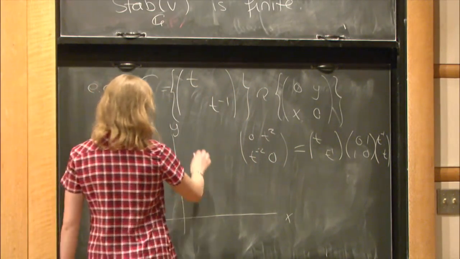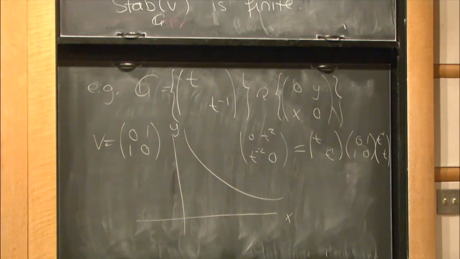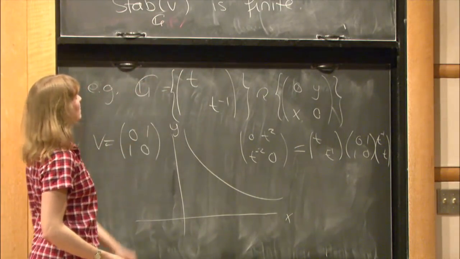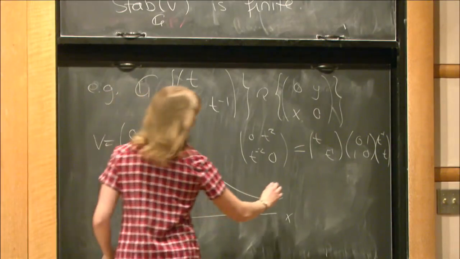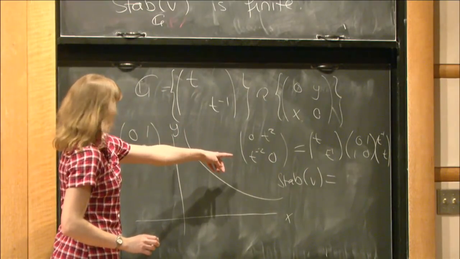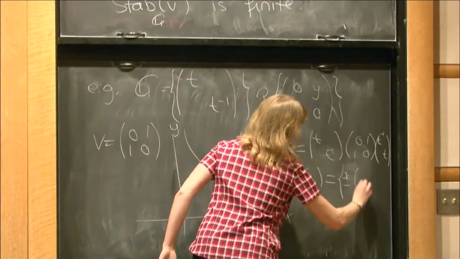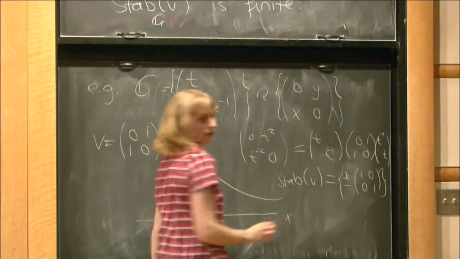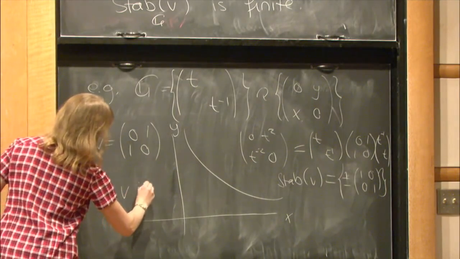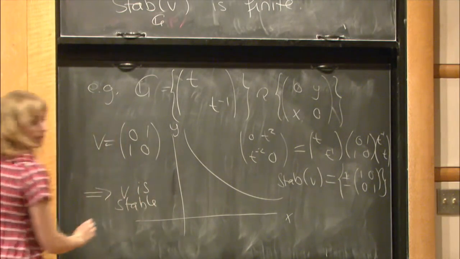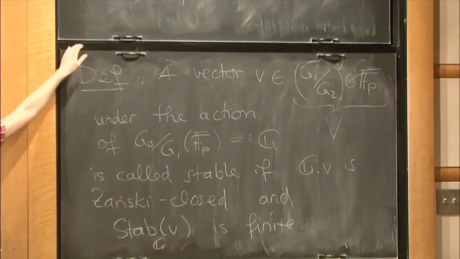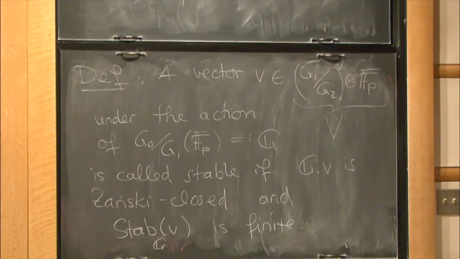And how does it look like? That's just some hyperbola. So it's a curve, it's Zariski closed. So we see that the orbit is Zariski closed, and what is the stabilizer? The stabilizer of this vector are all those matrices that don't change it, so that these are just plus minus the identity. So that's definitely finite. So this means V is stable. So that's an example of a stable vector.